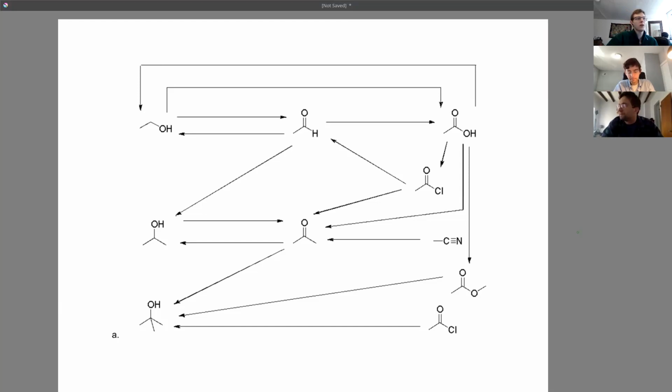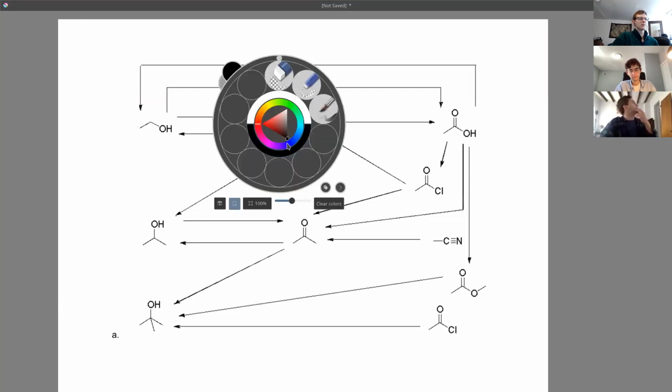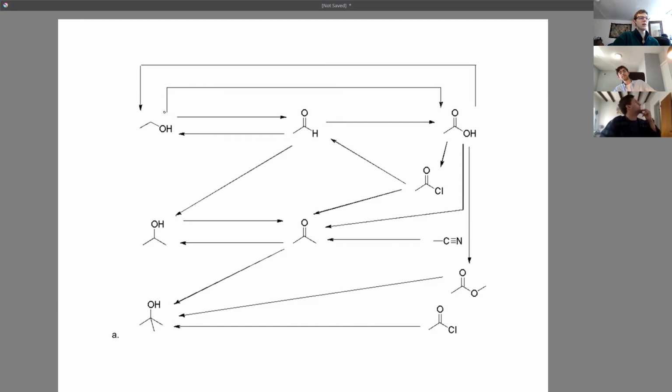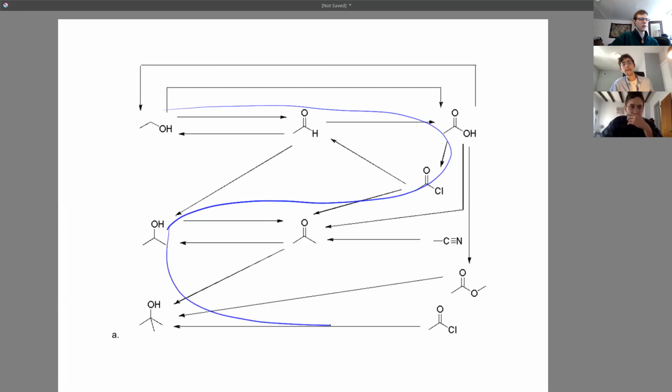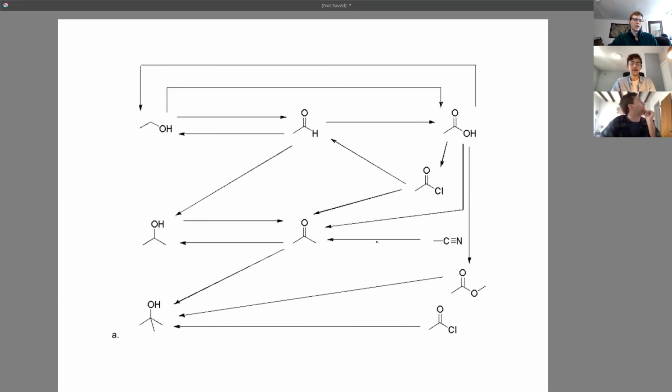Okay, well, in that case, why don't we start out from, let's say, this alcohol? We'll go top left, and our plan of attack could be to go here, loop back around, and go like this or something like that. All right.